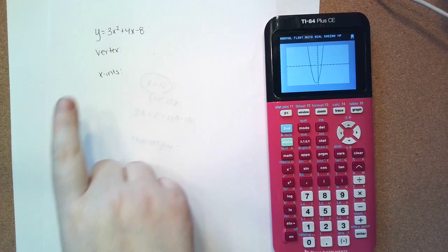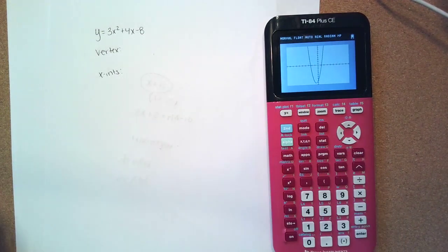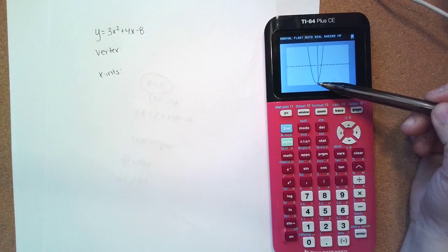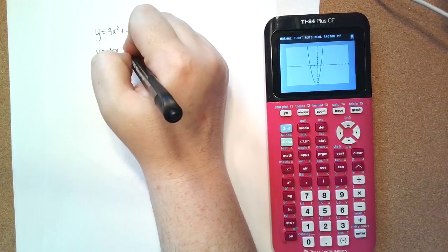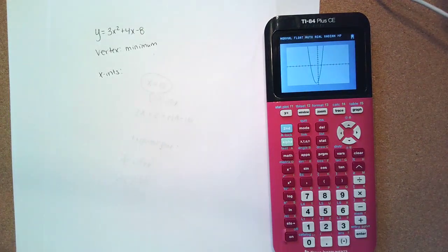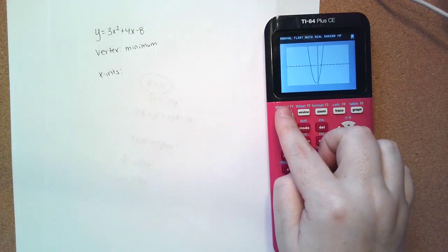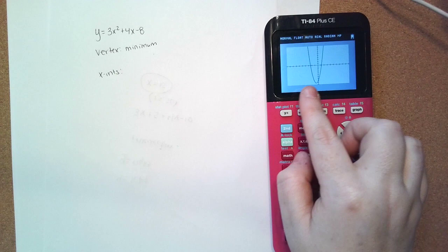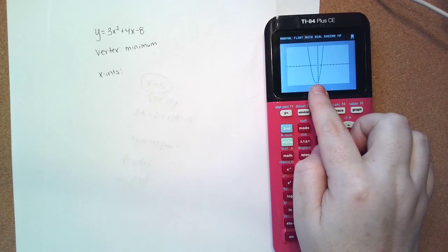So the first one we're going to do is the vertex. You have to know if this is a minimum or a maximum. In this case, this is the lowest point on the graph, so it is a minimum. Since it's a graph, we know we're going to focus on these top buttons up here. We want to calculate the vertex using our calculator.